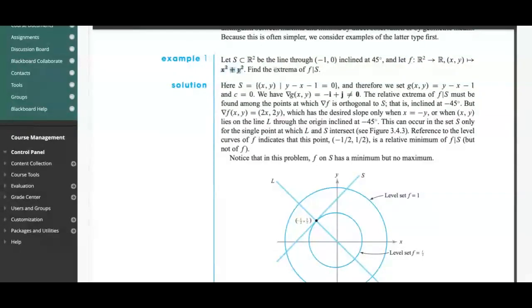So what do we want to do? We want to find the extrema of f restricted to S. All right, we find the gradient f, gradient g. Gradient g is -1, 1.